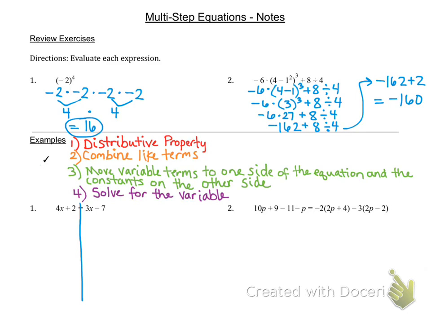So the opposite of a positive 3x is a negative 3x. So I'm going to subtract 3x on both sides of the equation. 3x minus 3x is equal to 0, so that cancels. And now let's solve the rest of it. 4x minus 3x is 1x. I'm going to bring down the plus 2. I'm going to bring down my equal sign, and I'm going to bring down my 7.